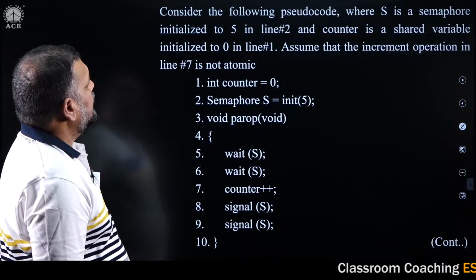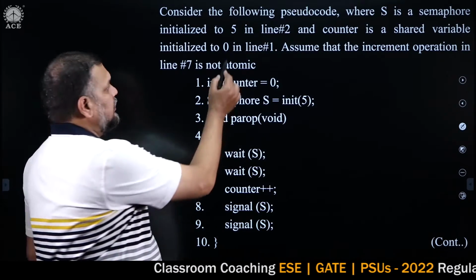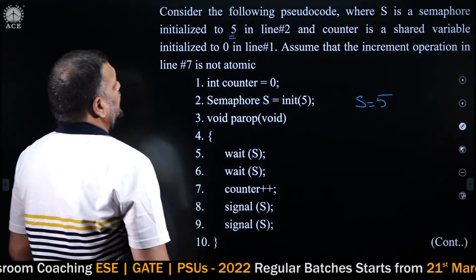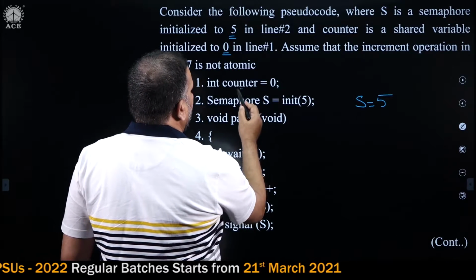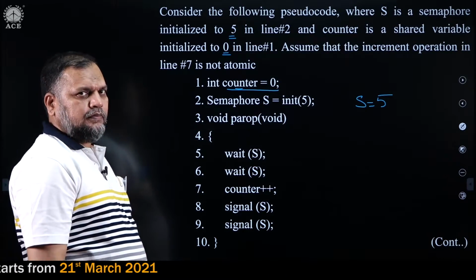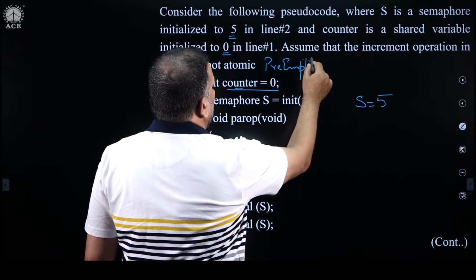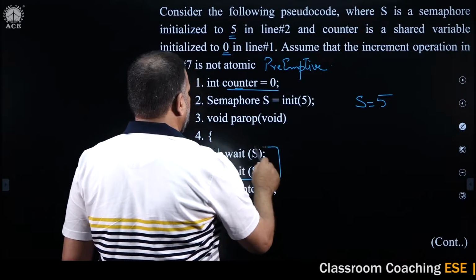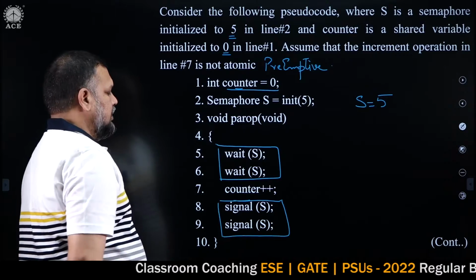Okay. Now, look at this code from semaphores. S is a counting semaphore initialized to 5 in line number 2 here, and counter is a shared variable initialized to 0, please observe. Assume that the increment operation in line 7 is not atomic, means preemption can happen. Okay. So, in the entry section we are performing 2 wait operations, and then in the exit section we are performing 2 signal operations.